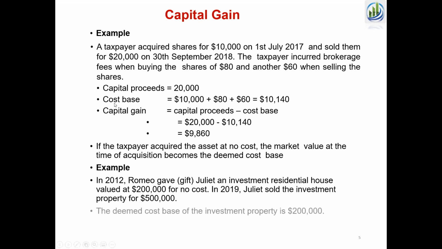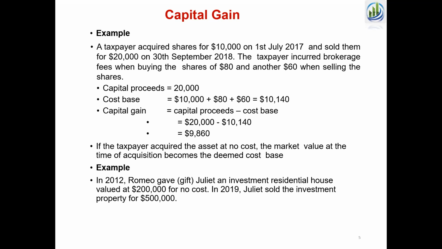Now we'll move into the other one. Very important. Romeo gave a gift to Juliet, an investment residential house valued at $200,000, for no cost. In 2019, Juliet sold the investment property for 500,000. Assume that you are going to do the tax return for Juliet, who received the gift from Romeo. So how much is Juliet's cost base? How much did she pay? She did not pay anything, so her purchase cost will be zero. How much is it sold for? 500,000.